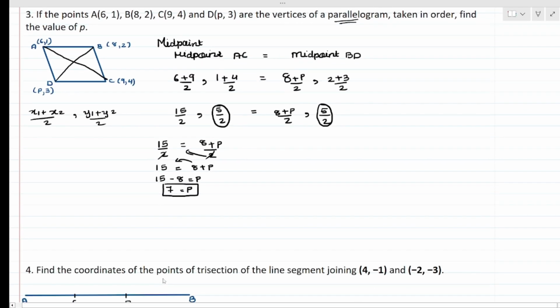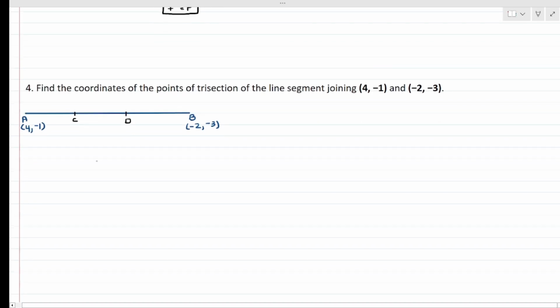Find the value of P. Simple. Only you need to remember that the property of a parallelogram is its diagonals bisect each other. So when there is a parallelogram, you will use your midpoint formula. Moving on to the next question.